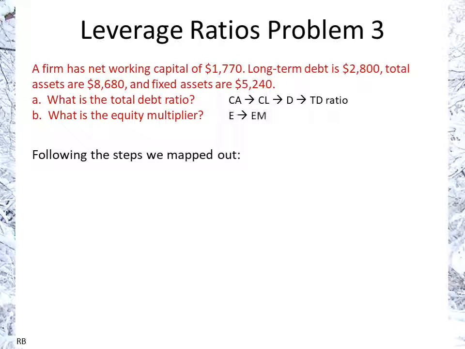So we mapped out those steps. Here they are again, written here. First figure out current assets, then current liabilities, then we get the total liabilities or debt, then we get the ratio. Solve for E, equity, and then we get the equity multiplier.